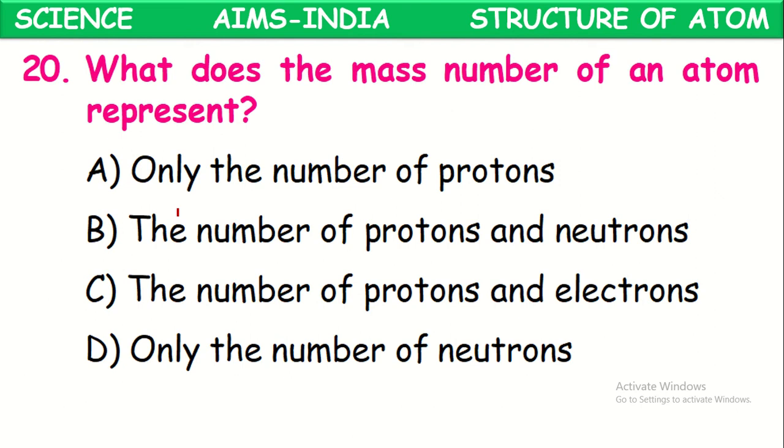Next, what does the mass number of an atom represent? Mass number is the total number of protons and neutrons present in the nucleus of an atom. That is also called nucleon number. So the number of protons and neutrons is represented by the mass number of an element.